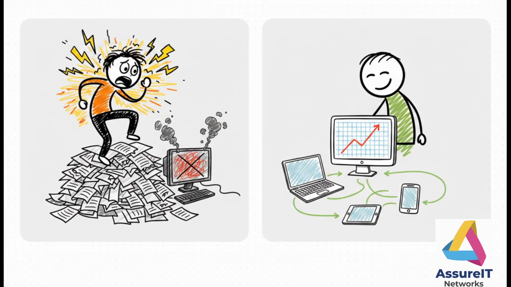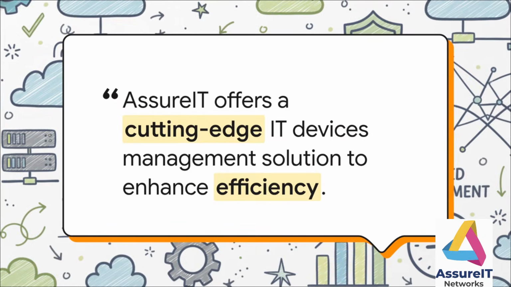So let's just look at the contrast for a second. On one side, you have the old way: reactive chaos, dangerous blind spots, and just a never-ending flood of escalating help desk tickets. And on the other side, the AssureIT way: proactive control, that deep 30-second X-ray visibility we talked about, and completely optimized IT operations. It's literally the difference between just guessing what's happening on your network and knowing exactly how it's performing right at this very second.